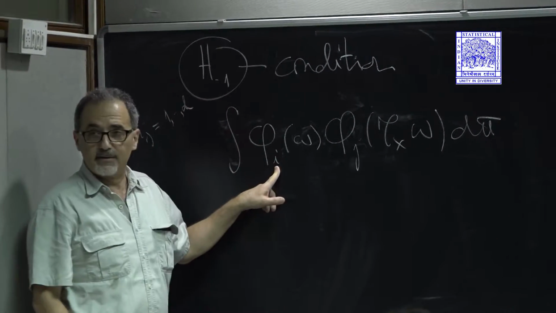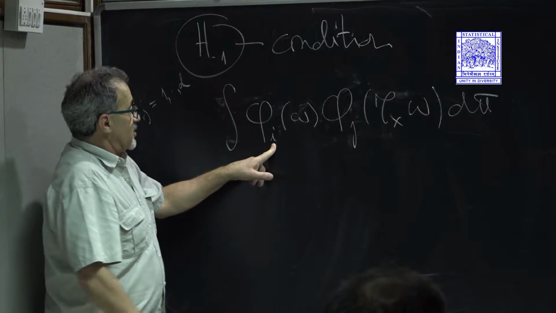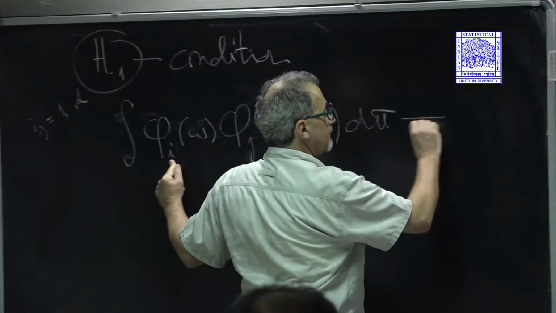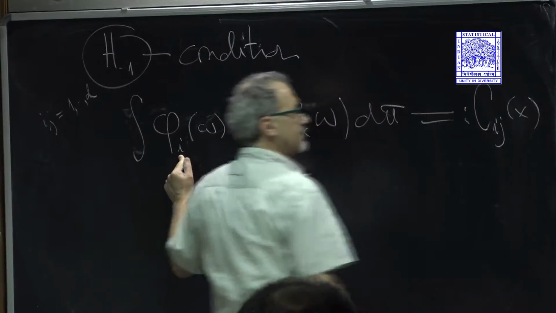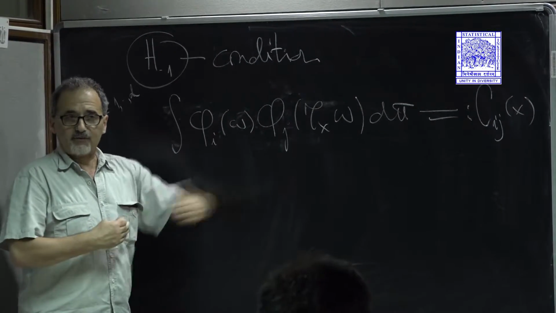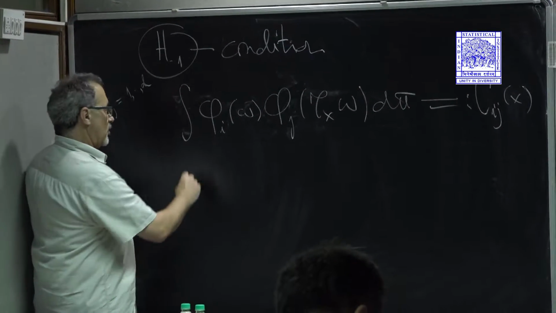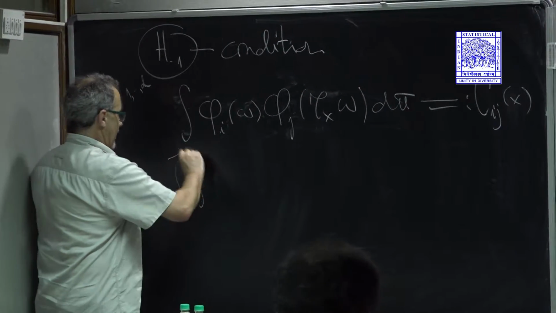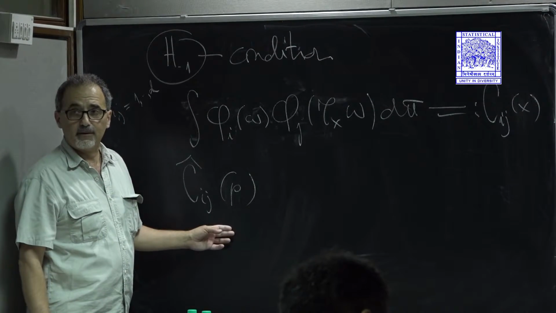Because these are d-dimensional vectors, this is just a covariance. Call this C sub ij of x. It's the covariance of these translation invariant vectors. And call C sub ij hat of p its Fourier transform.